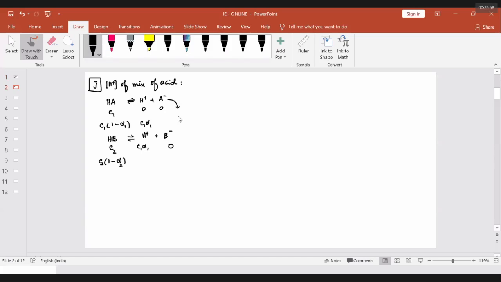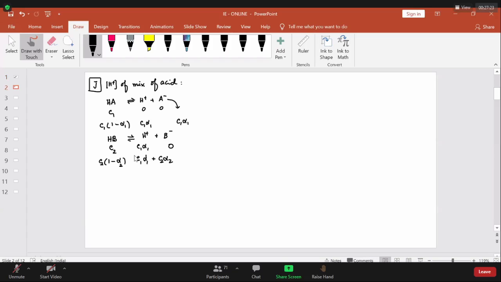A1 is here. What is that? C1 alpha 1. Now, if it is available, then here what happens? It is C2 alpha 2. No, sir, earlier it was already available with us. Therefore, it is to be called as C1 alpha 1 plus C2 alpha 2. This is C1 alpha 1 plus C2 alpha 2.